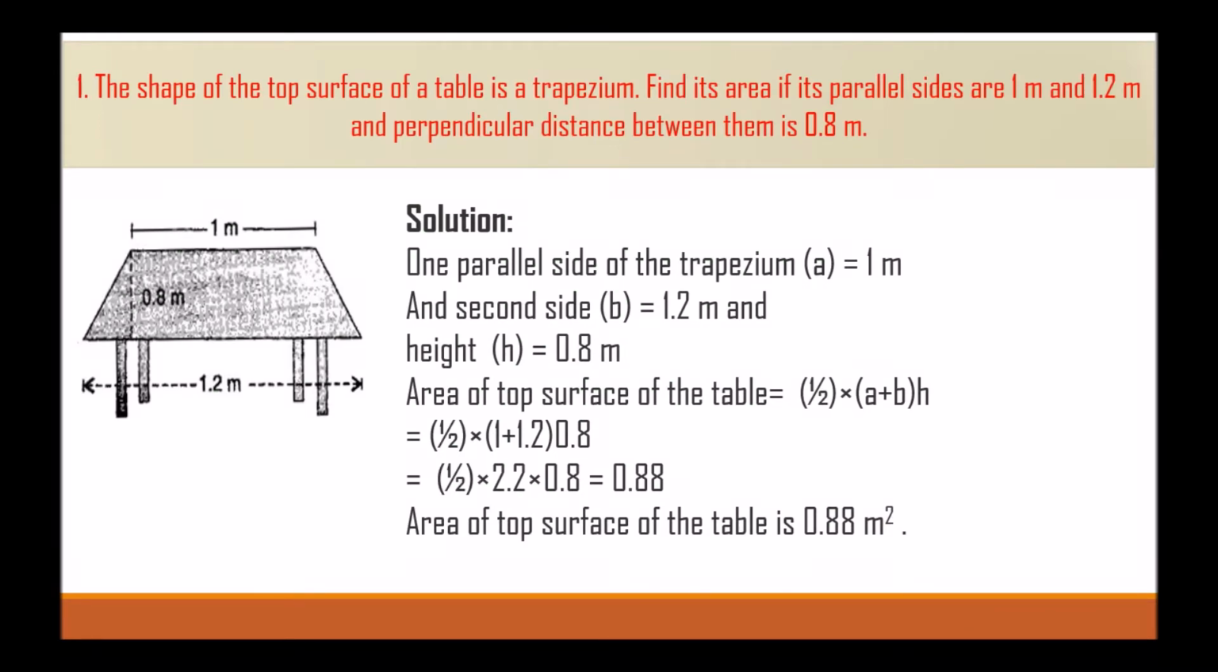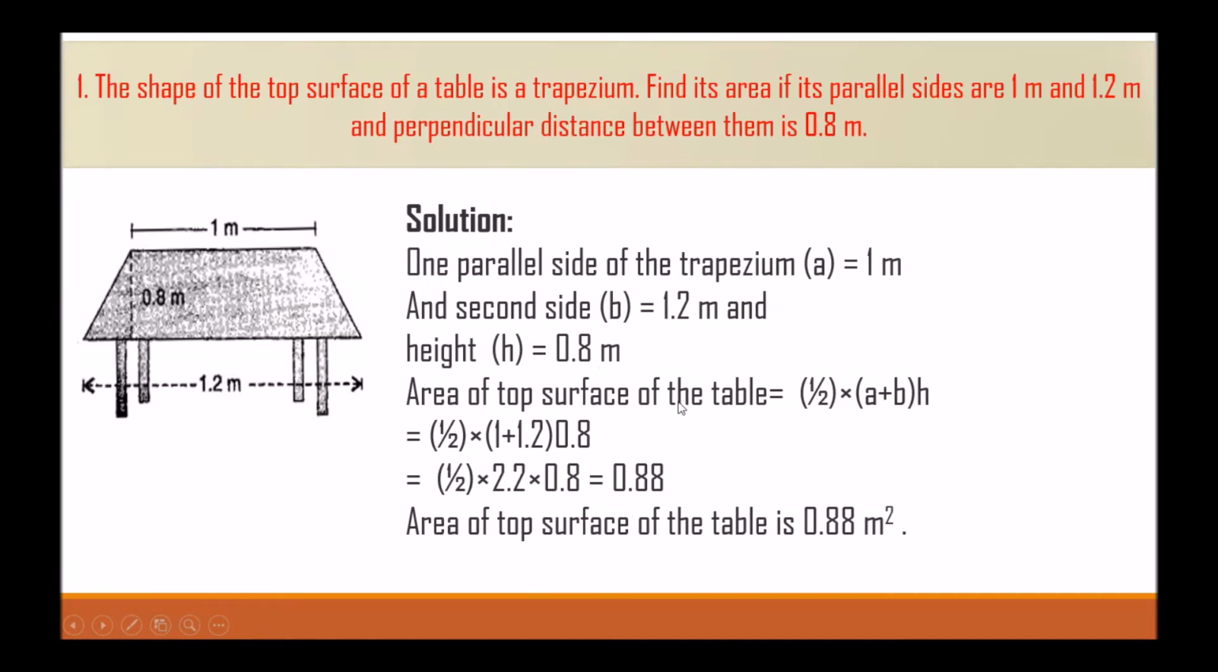The first question is, the shape of the top surface of a table is a trapezium. Find its area if its parallel sides are 1 meter and 1.2 meter and the perpendicular distance between them is 0.8 meter. So one parallel side of the trapezium, A, equals 1 meter. The second side B equals 1.2 meter and the height H equals 0.8 meter.